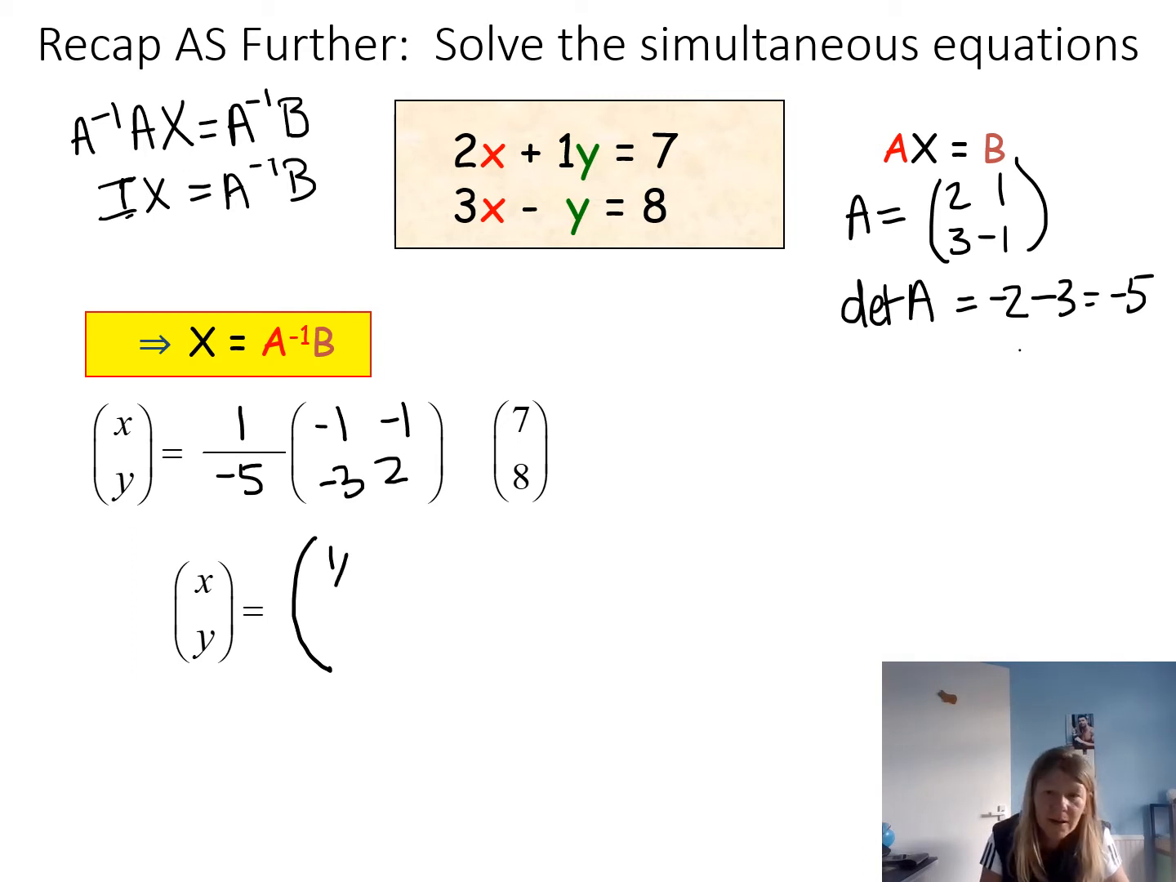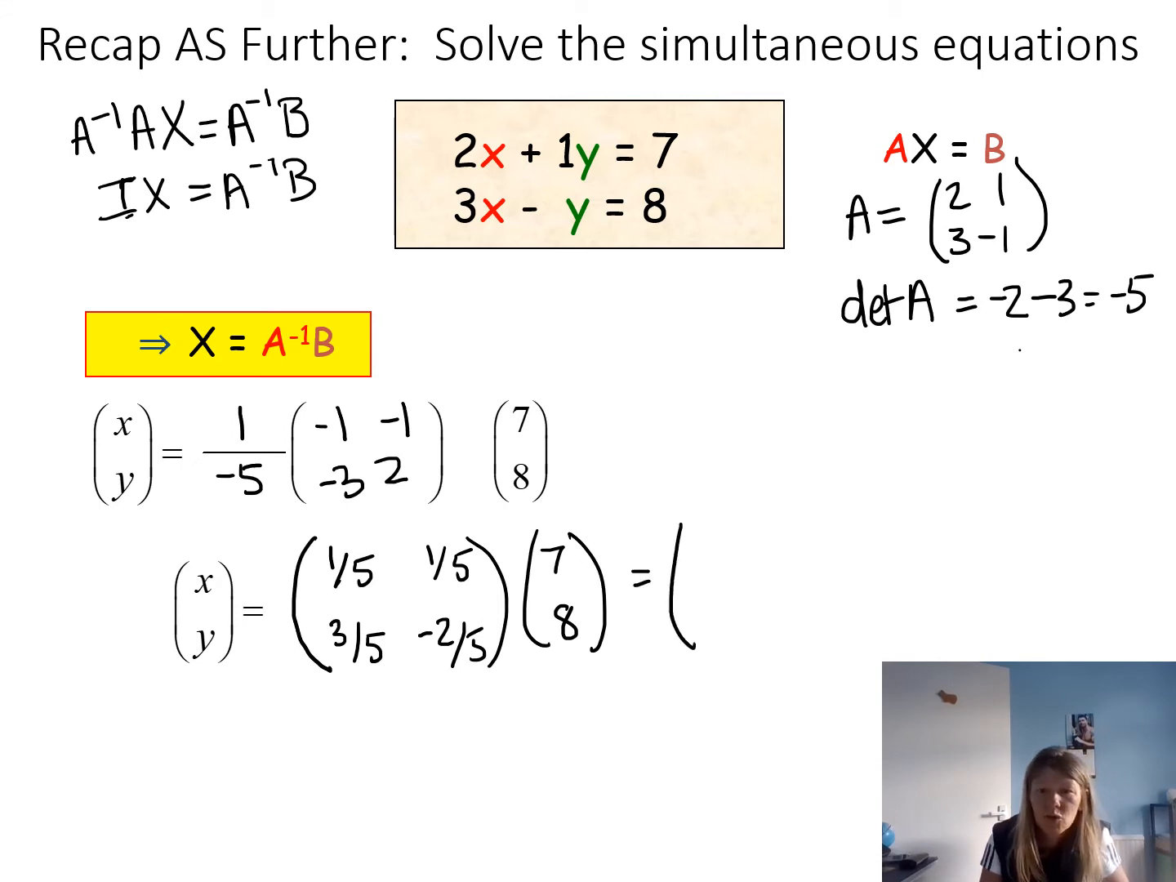1 over 5, 1 over 5, 3 over 5, minus 2 over 5, and then the 7, 8. You could do this on a calculator if you fancied. Comes out at 3, 1. That's nice, isn't it? So basically, x equals 3 and y equals 1 is solving that simultaneous equation. Whoopee.